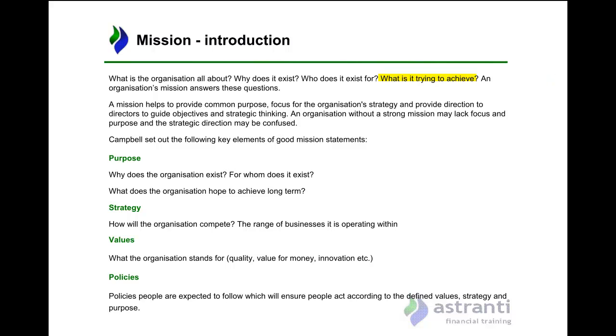Now, the good thing about a mission statement is it provides a common purpose, a common goal, a common focus for the organization through strategy. And one of the reasons why it works is because it ties all of the people within the organization, all of the different business units within the organization together, gives them a common goal, a common purpose to work towards.